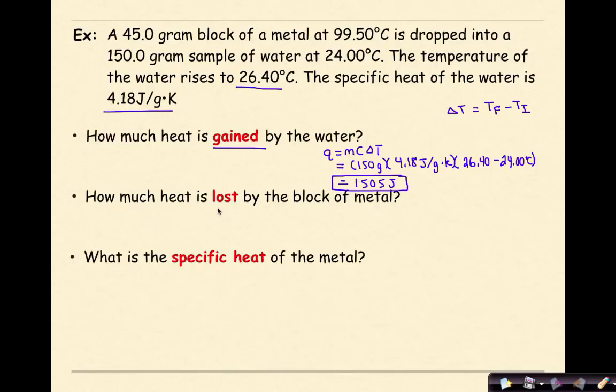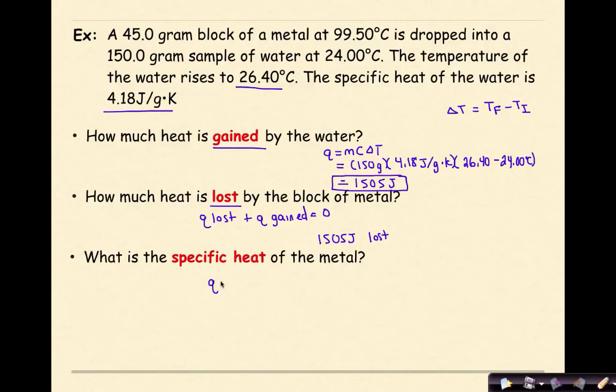Now, how much heat is lost by the block of metal? Well, we know that the energy lost, Q, representing energy, plus the energy gained will equal 0. So if I look up at my previous problem and I see that the amount of energy gained by the water is 1,505 joules, that means the amount of energy lost must be 1,505 joules lost.